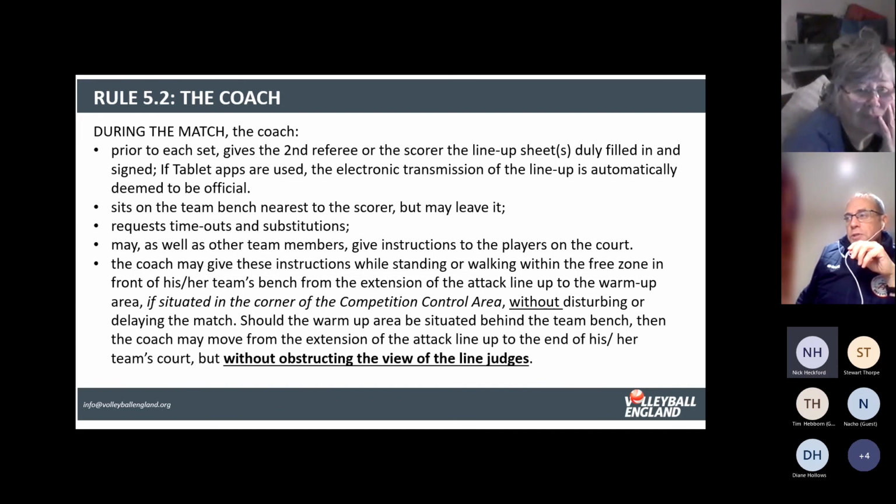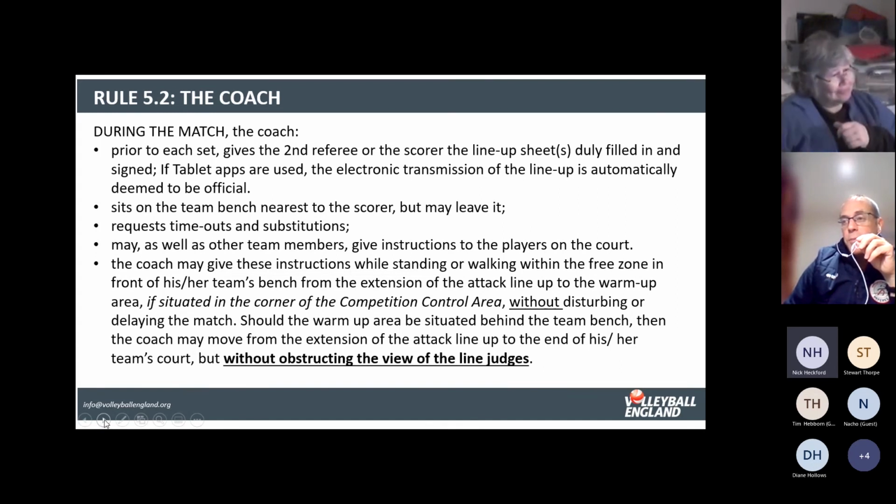The coach may give these instructions while standing or walking in the free zone in front of his or her team's bench, from the extension of the attack line to the warm-up area, if it is situated in the control area, without disturbing or delaying the match. If the warm-up area is situated behind the team bench, then the coach may only move between the extension of the attack line up to the end line, not to the back of the service zone. They have to stop at the end line if their team warm-up area is behind the bench. And in doing so, they must not obstruct the line judges. If you think they are, then you need to ask them to stand back or move out of the way, or give the line judge the room to do their job.